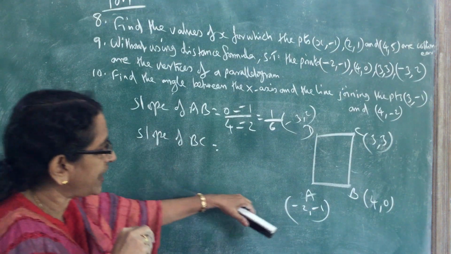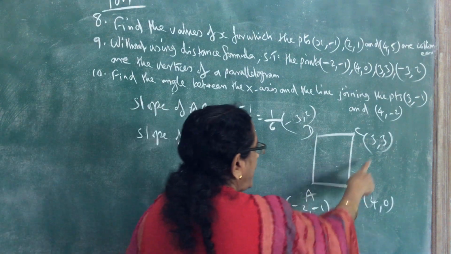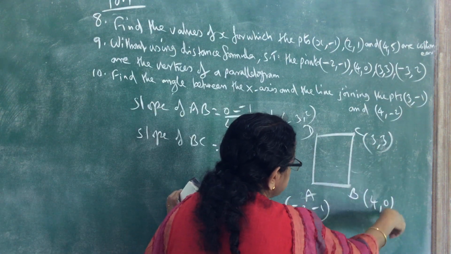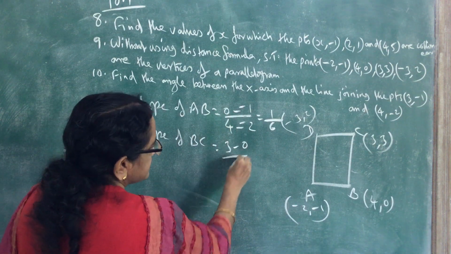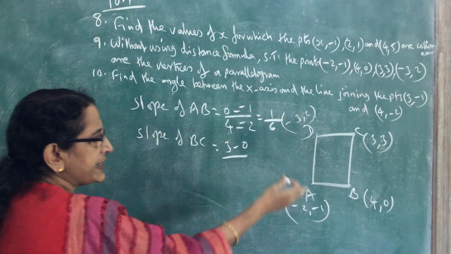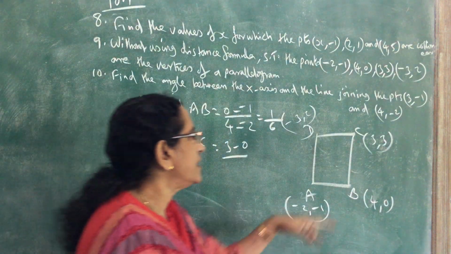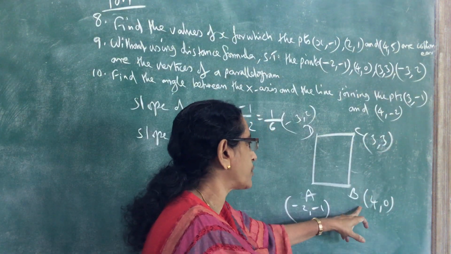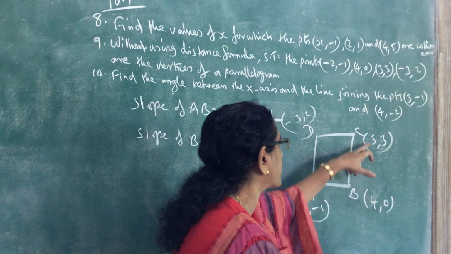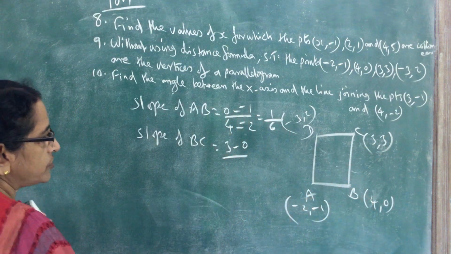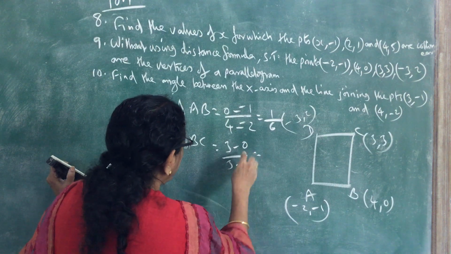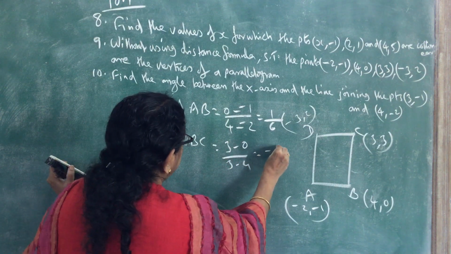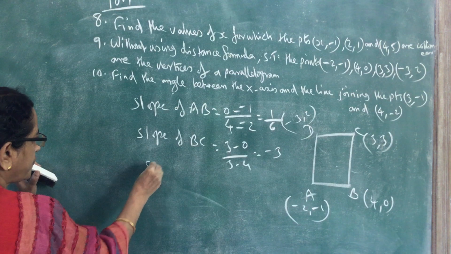Slope of BC is (y2 − y1), that is (3 − 0)/(3 − 4). Either side you can take: you can take (3 − 0)/(3 − 4) or you can take (0 − 3)/(4 − 3). Anyway you can take. So (3 − 0)/(3 − 4) is equal to 3/(−1), that is −3.